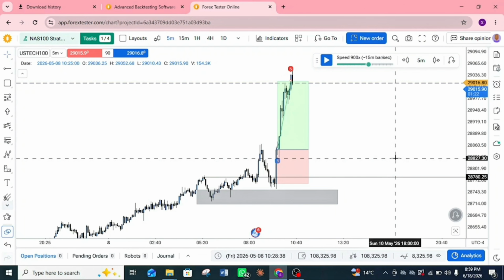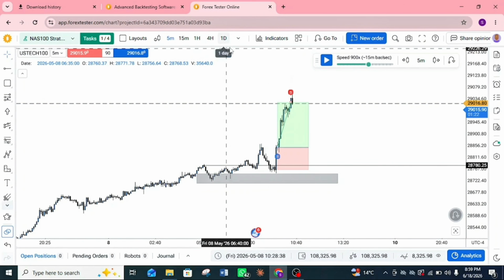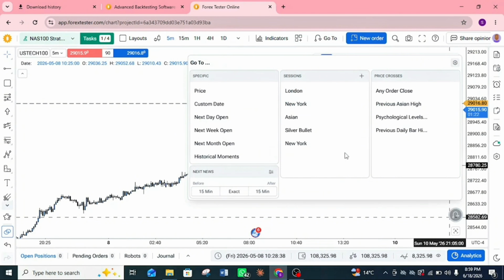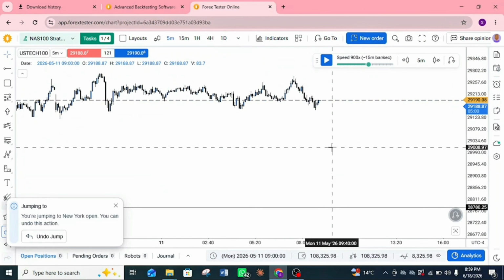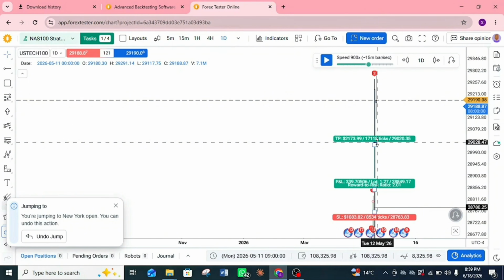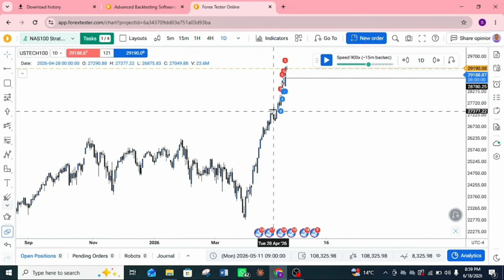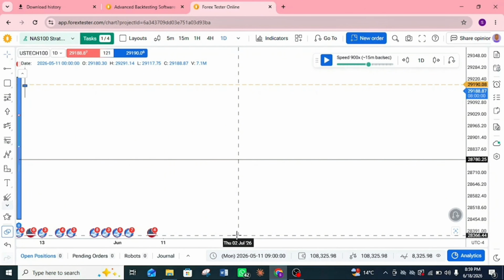Now let's see the next day to see if we can get another trade. Go to the next session. Okay, that's a drop right there. Let's see the daily here. Okay, it's a Monday. Okay, we are still bullish overall. Yeah, we are very bullish. Now we have to see if we can get a nice trade on this day.